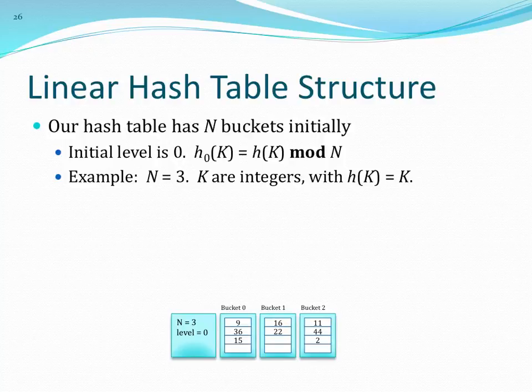And so you can see that all of these values fall into the appropriate buckets, because 9 mod 3 is 0, 22 mod 3 is 1, and so forth. So you can see that all these values fall into their appropriate buckets.